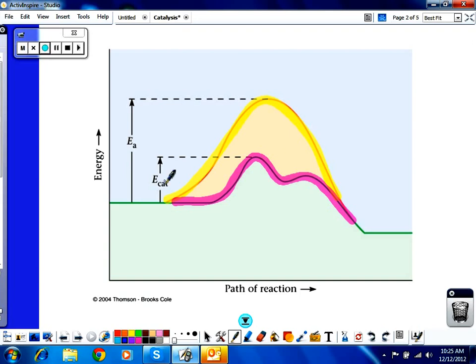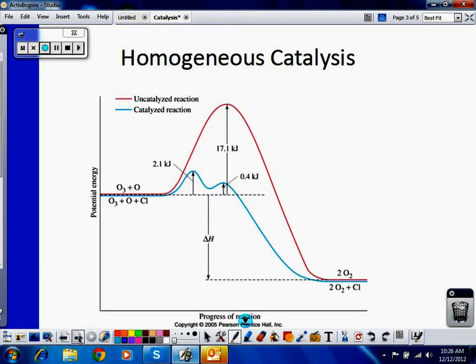The activation energy of the catalyzed reaction is still at that slow step. This would be the rate determining step for this reaction, but you'll notice its activation energy is lower than the activation energy of the uncatalyzed reaction. And that's how catalysts affect the overall speed of a reaction, by lowering that barrier for reactants to become products.